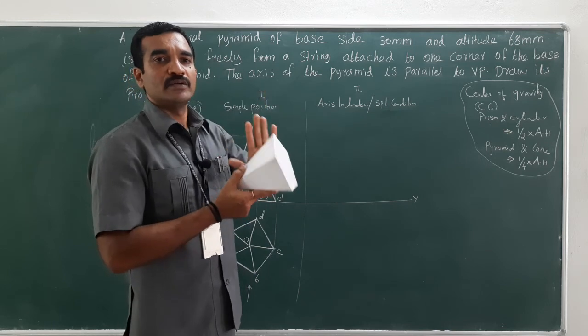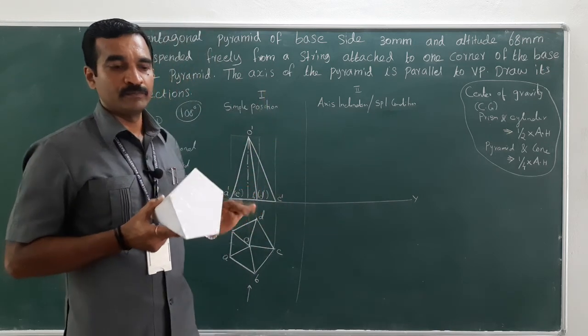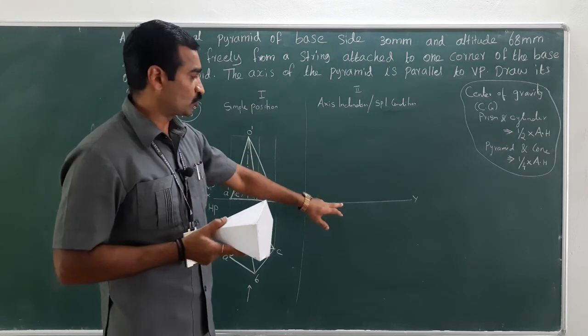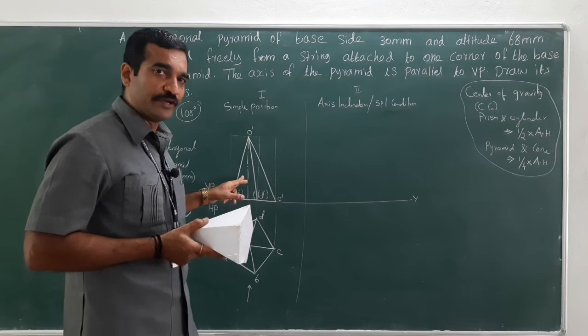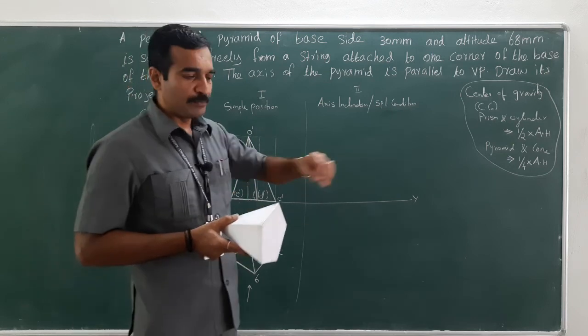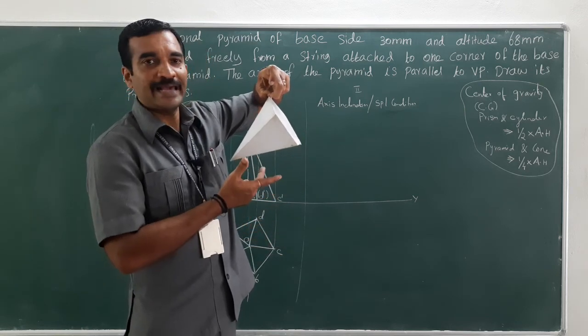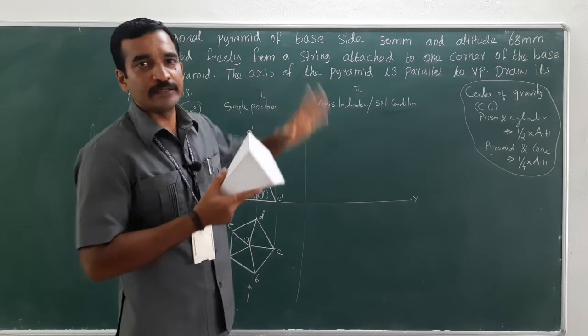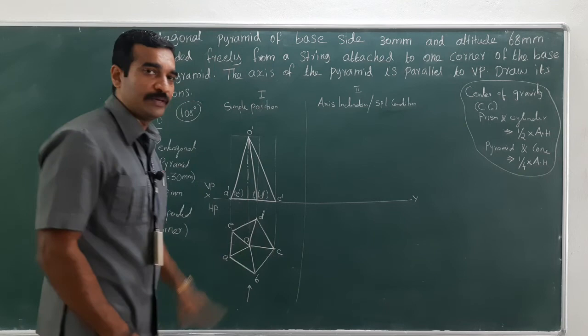Therefore, this diagram won't rest on the XY line. It won't touch the XY line, though in the simple position drawing, the front view touches the XY line, because here it's going to be freely suspended. It's just hanging in the air. So it won't touch the XY line. So how can this be drawn?